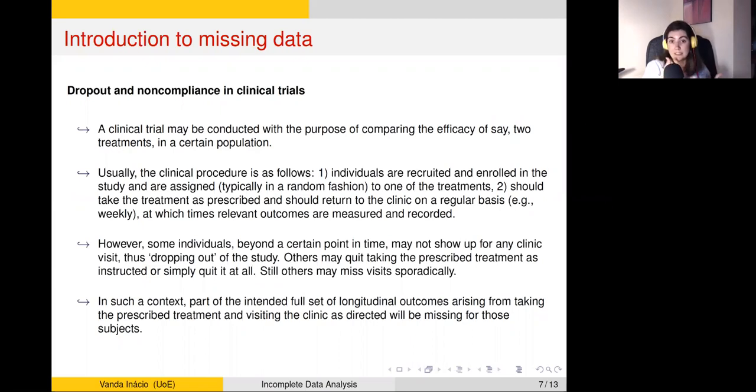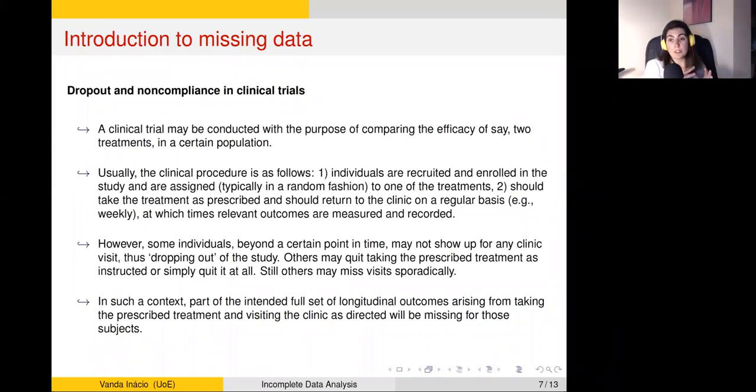However, in these clinical studies that involve a time dimension, beyond a certain point in time some participants do not show up for any clinical visit, and therefore we say that they have dropped out from the study. And some other participants might quit taking the treatment as prescribed, or they might simply quit it altogether. And further, some other participants might miss some visits. For instance, they might come on week 1 and week 2, then they do not come on week 3, then they come back on week 4, and all of this leads to missing data.